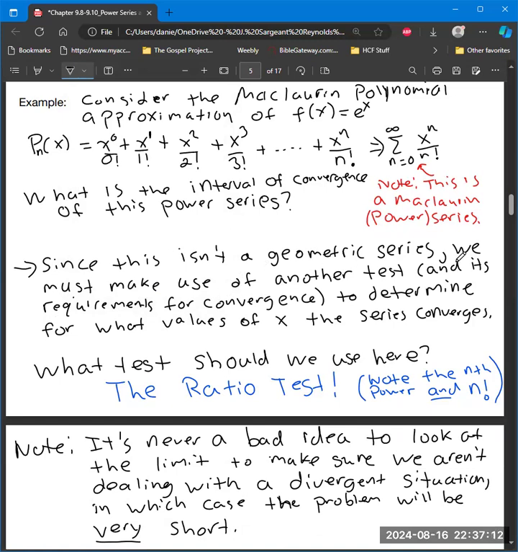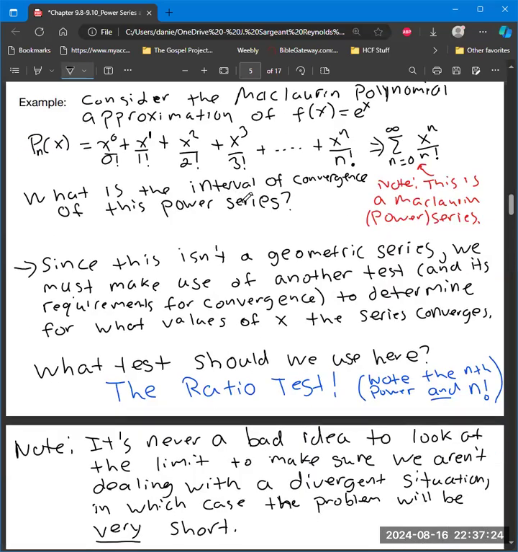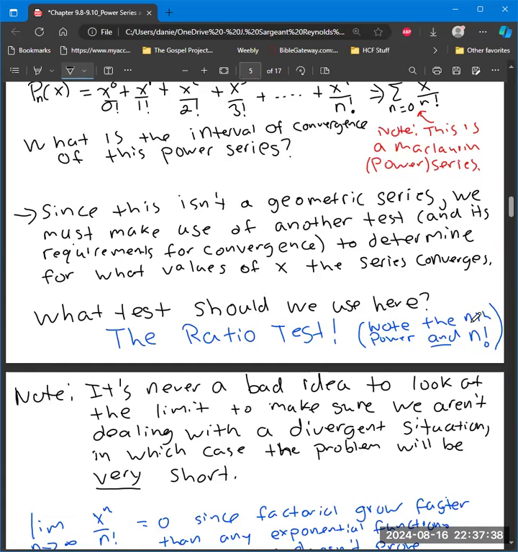Since this isn't a geometric series, since we have this n factorial going on here, we don't have everything just raised to the nth power like we did before. We can't use the geometric series test, and we need another test to use. And we'll need to use the requirements of that test for convergence to determine for what values of x the series converges.